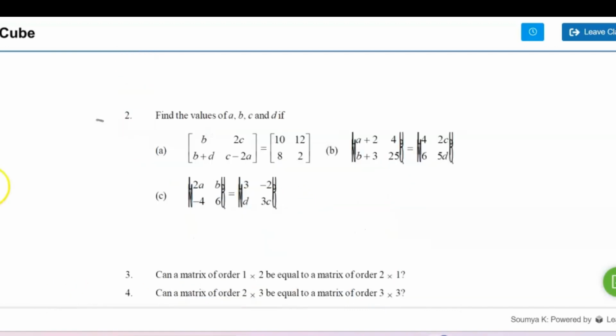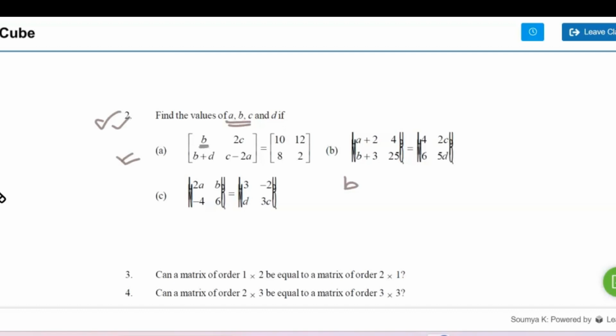Look at this second question. What we have to do in this question is find out the values of A, B, C and D variables. So pick any of the questions. We can pick any question which you want to solve. So you have to form equations for that. First question, if we are taking A, it is given that the left hand side matrix is equal to right hand side. That means each corresponding element will be equal to each other.